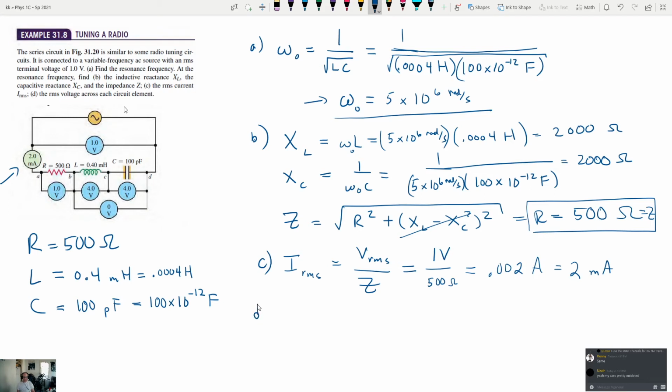Okay. D. The RMS voltage across each circuit element. I think it's already been solved for us here. But just to go through how that's done, if I want to find the RMS voltage across the resistor, I just take the RMS current and multiply by the resistance. If I want to find VL, I do IRMS and multiply by XL. And if I want to do VC, I do IRMS times XC. So we get I times R here. So what's the I that we'll put on these? It's 2 milliamps for all these, so it's 0.002 amp.